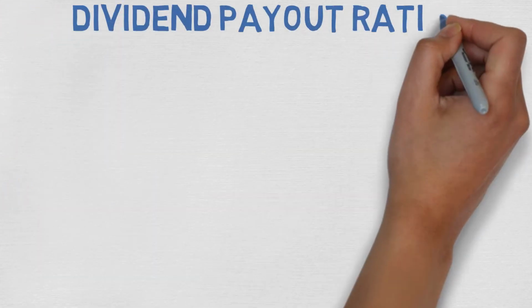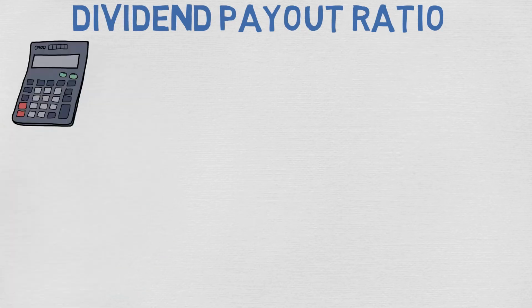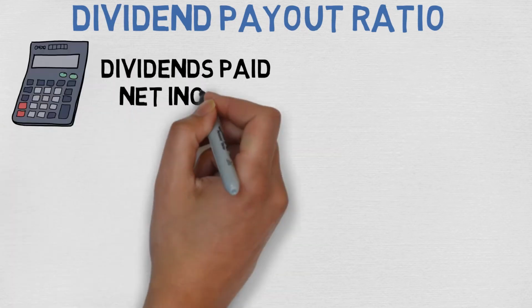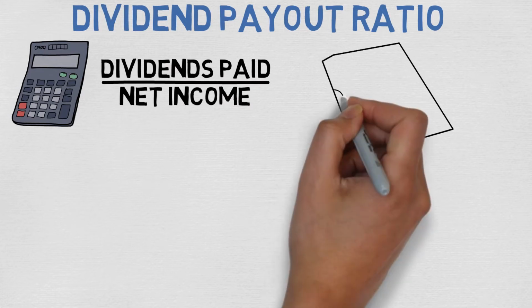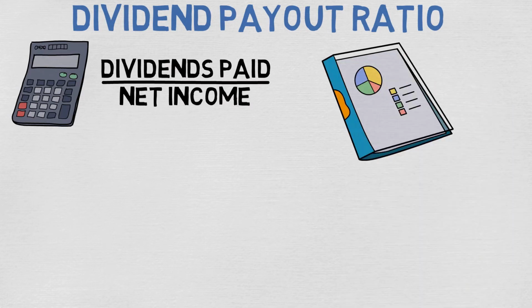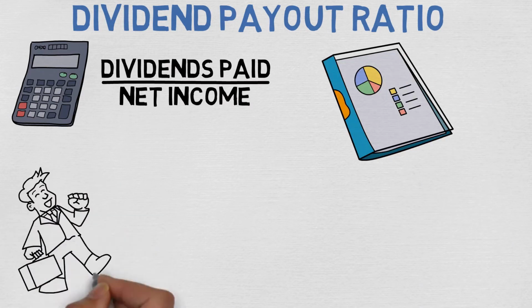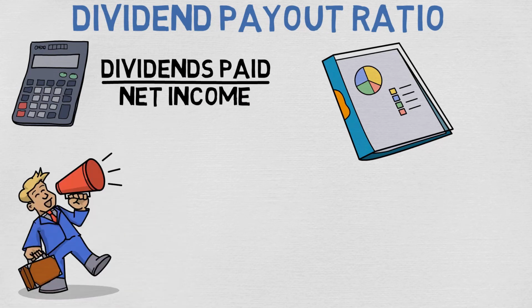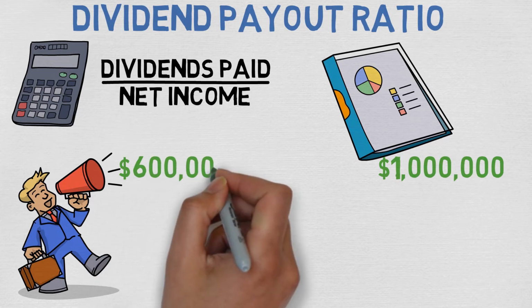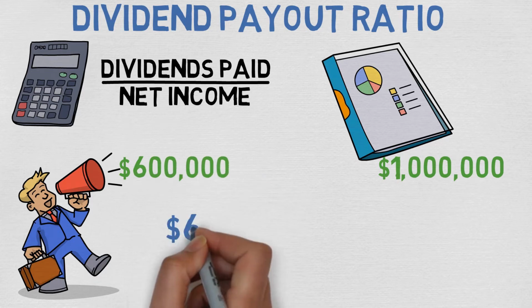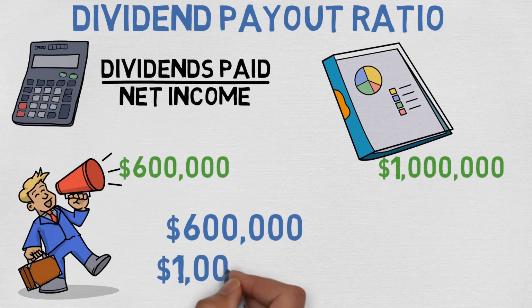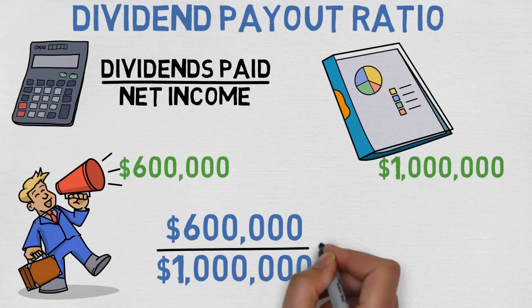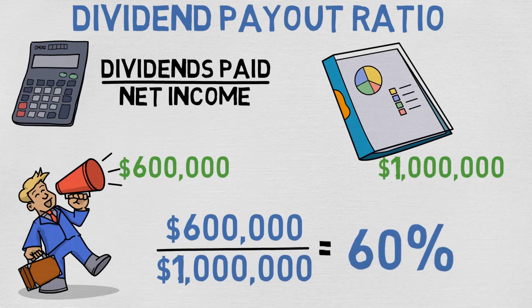Calculating dividend payout ratio is easy. It is calculated by dividing the dividends paid by the net income. The net income can be found from company's income statement and the dividends paid can be found from the company's dividend announcement. For example, if the net income is $1 million and the dividends paid is $600,000, the dividend payout ratio would be $600,000 divided by $1 million, which is 60%.